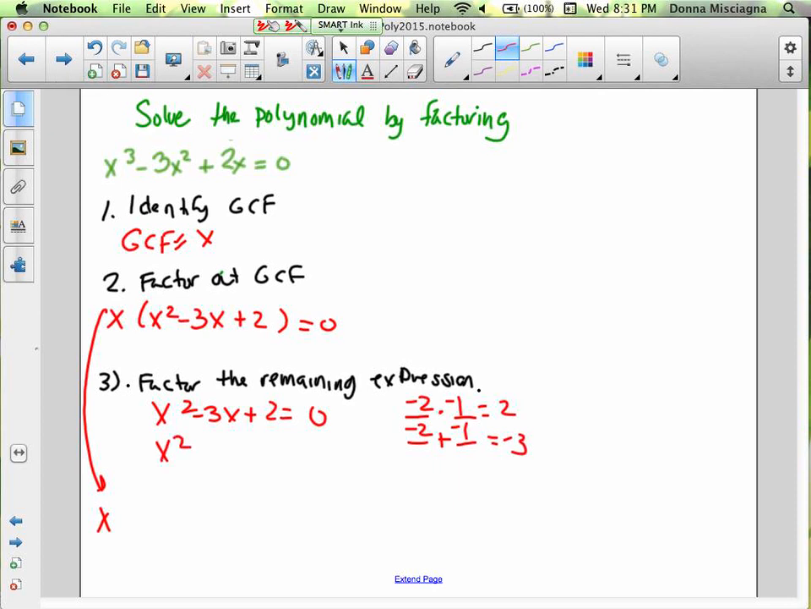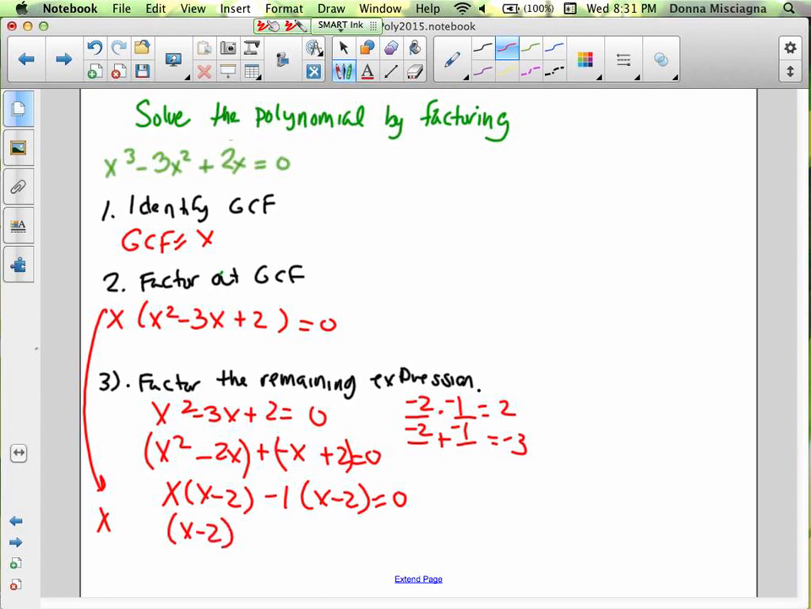So we have x squared minus 2x plus negative x plus 2 equals 0. First two are a group, second two are a group. We'll factor out an x, and I've got an x minus 2. Factor out a negative 1, and that will give us x minus 2. All right, so that repeating, we can factor out. And if we divide out the repeating, we're left with an x minus 1. And so our three solutions, we have x equals 0.